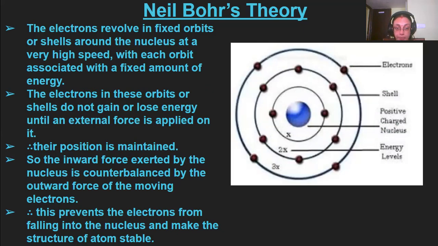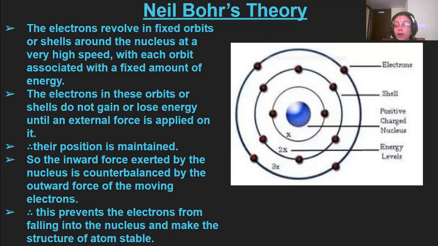The inward force, that is the nucleus pulling the electrons towards itself, is counterbalanced by the outward force applied by the electrons against it. So these two opposite forces are counterbalanced, the same amount of inward and outward force. That prevents the electrons from falling into the nucleus and makes the structure of the atom stable.